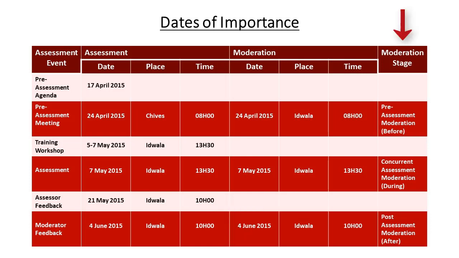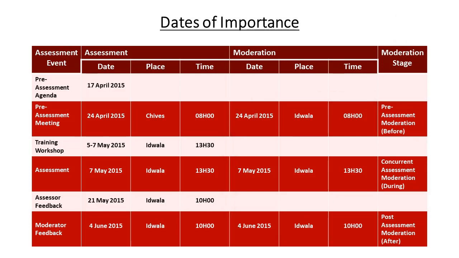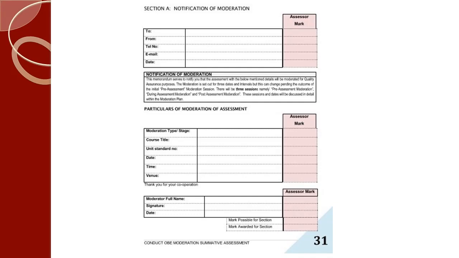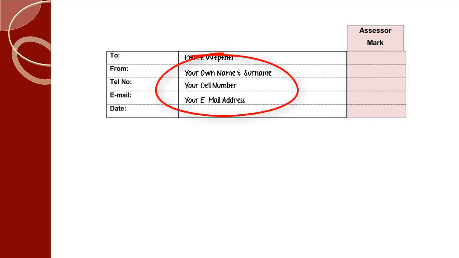In other words, the moderator will take part in 3 stages of moderation: pre-assessment moderation, concurrent assessment moderation, and post-assessment moderation. These stages will take place at specific venues and times and must be reported by the moderator. Let's now proceed with the completion of page 31. We start with the first block. I'm sure you know your own name, surname and personal details.